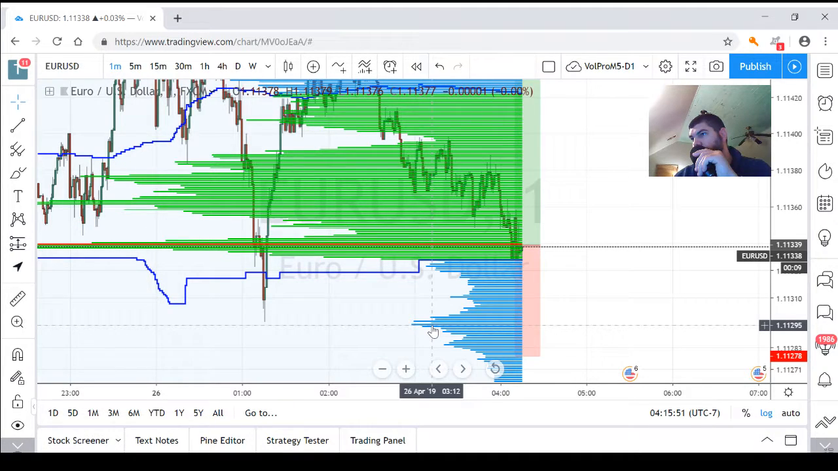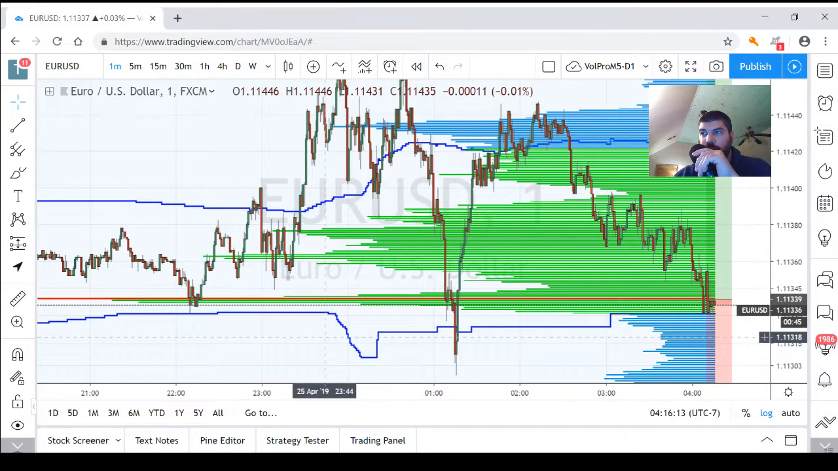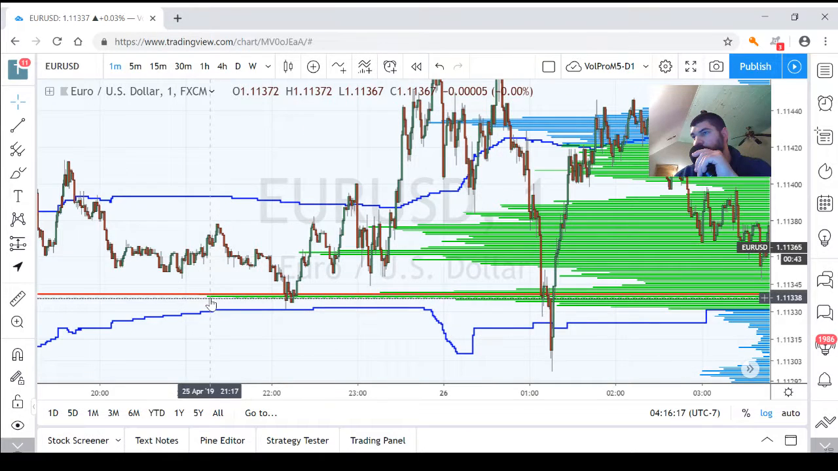Now, of course, the farther this is from the right to the left, the more volume is traded. So at this price level with the red line, that's your point of control. That's where most of the volume is traded.